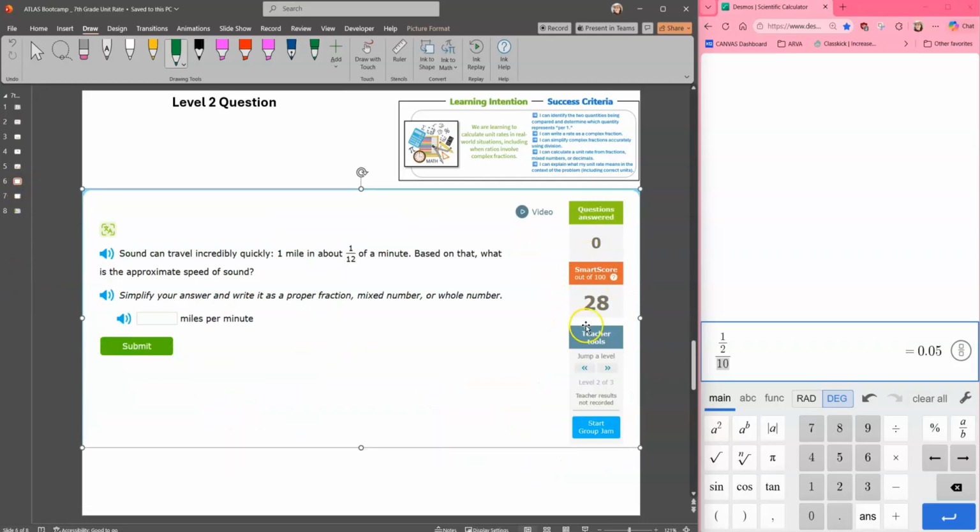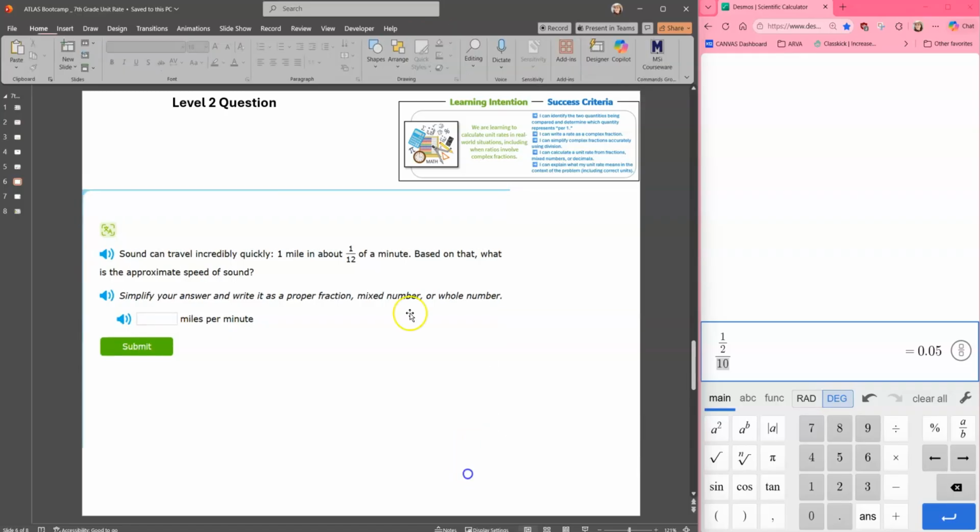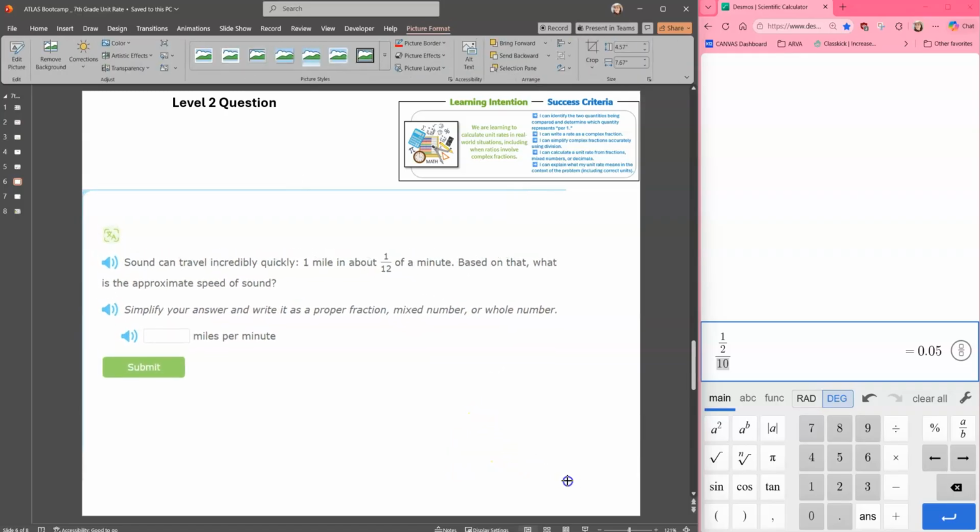You'll notice that once you hit level 2, you're at a SMART score of 28. So about a SMART score of 28 is where you're going to hit that level 2. Take a second and try this problem, and then come back after you've attempted it. I am going to blow it up a little bigger for us.